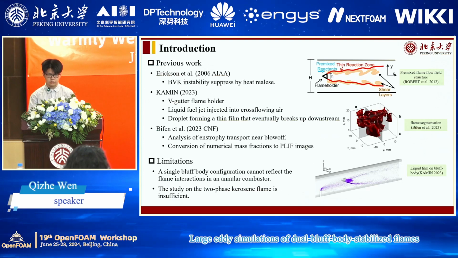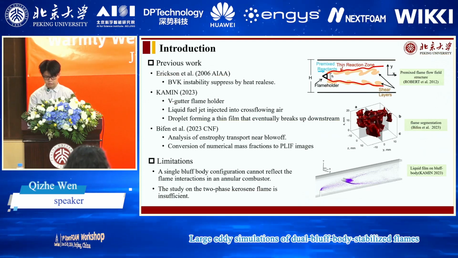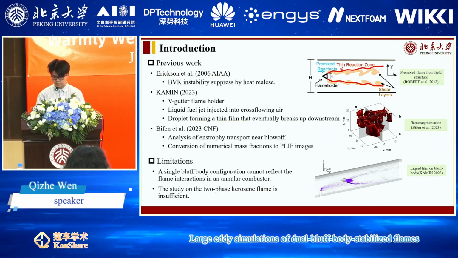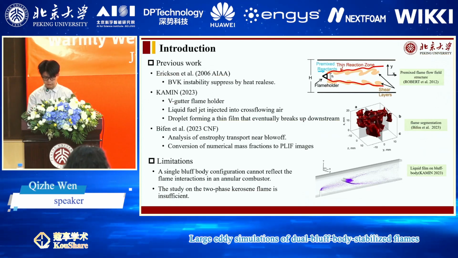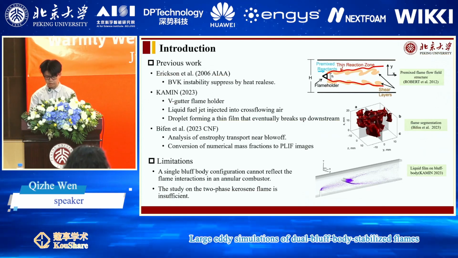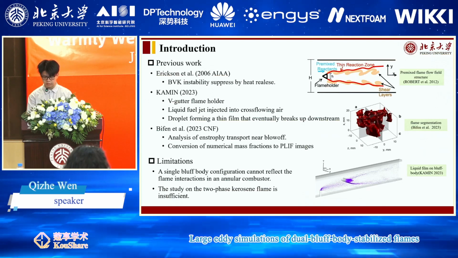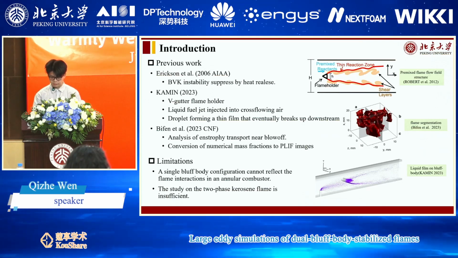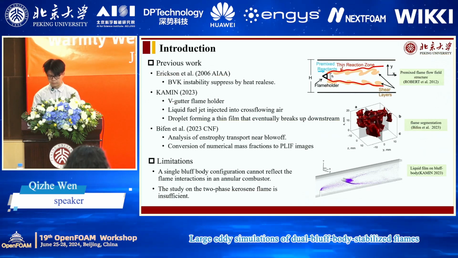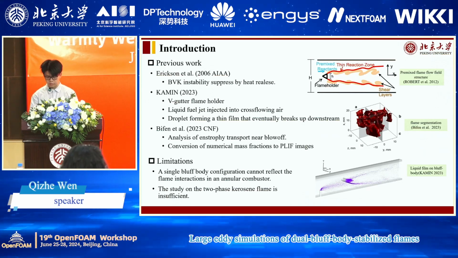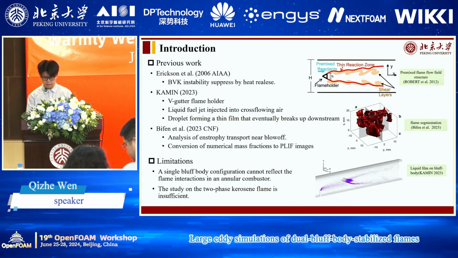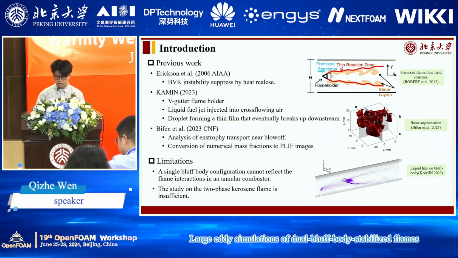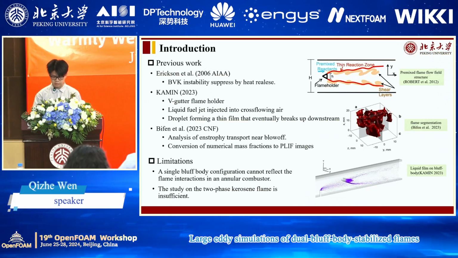But the existing research has some limitations. Firstly, using a single bluff body configuration does not adequately capture the complex flame interaction occurring in the annular combustor. And most of the studies focus on premixed flames. Actually, two-phase kerosene flames are widely used in realistic aircraft engines. This is still insufficient.